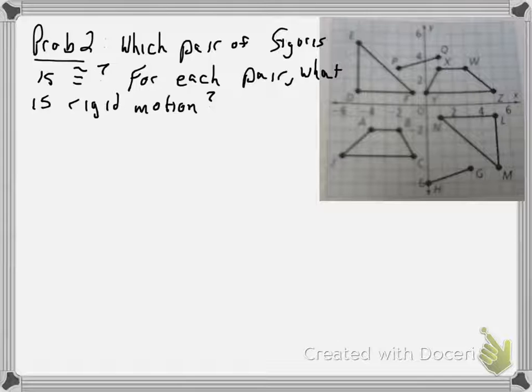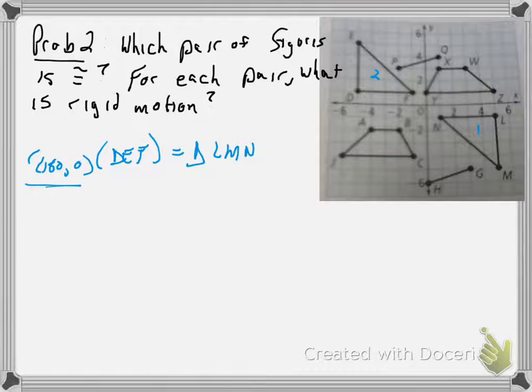And problem 2, which pair of figures is congruent? Okay, so if we take a look at the triangles, how can I get triangle MLN to match triangle EDF? Okay, the two triangles match each other, 1 to match 2 here. Well, I would say that that would be a rotation of 180 degrees about the origin. It's going to map triangle DEF to triangle LMN. Therefore, they're congruent because of that rotation.